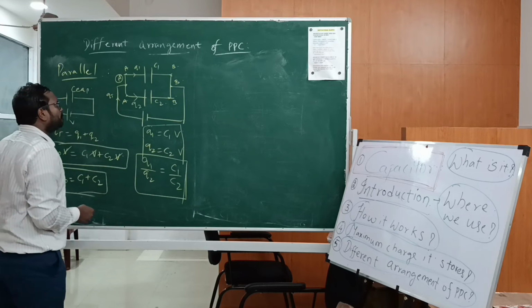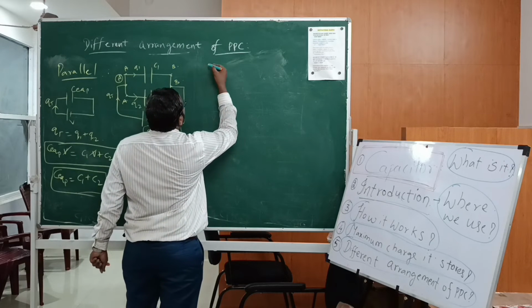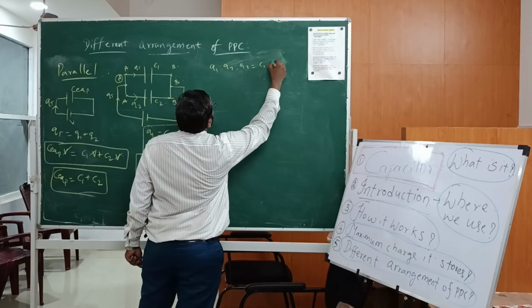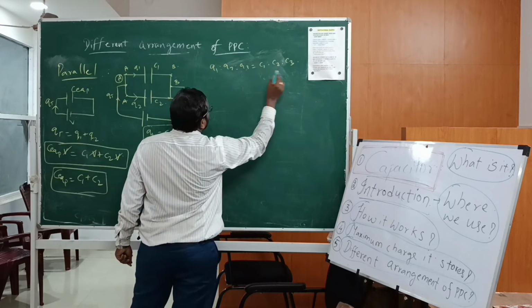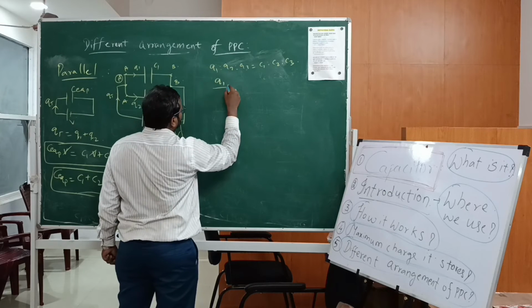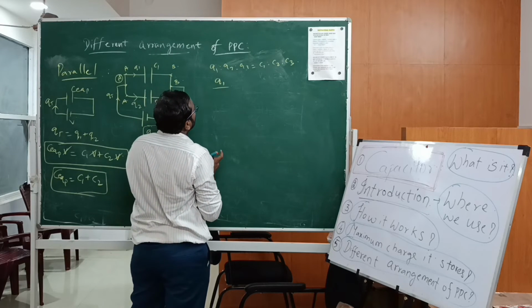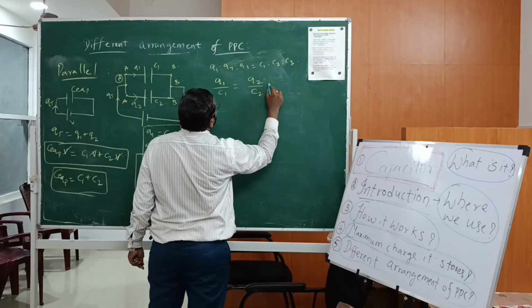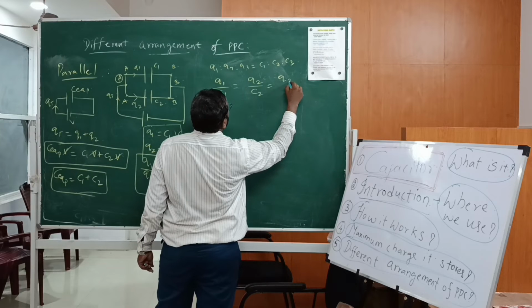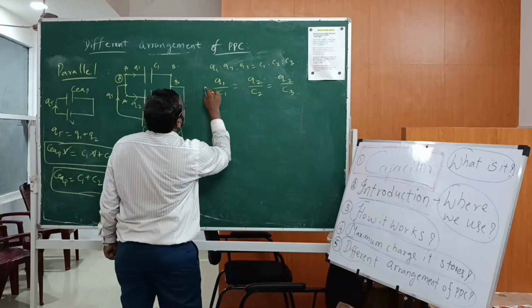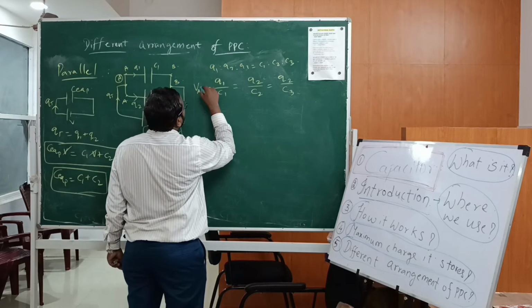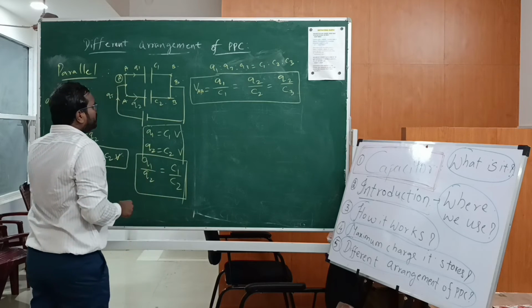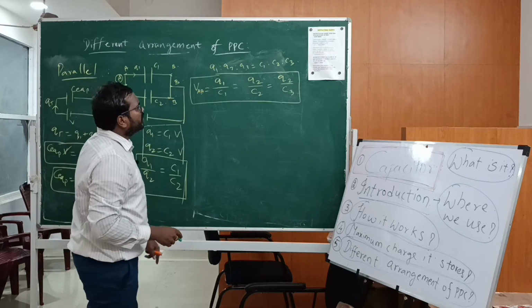If there are three capacitors, Q1, Q2, and Q3 are proportional to C1, C2, and C3. And how do we write this ratio? Remember, Q1 by C1 is equal to Q2 by C2 is equal to Q3 by C3, which is nothing but the potential drop across AB. VAB is nothing but Q1 by C1 or Q2 by C2 or Q3 by C3.